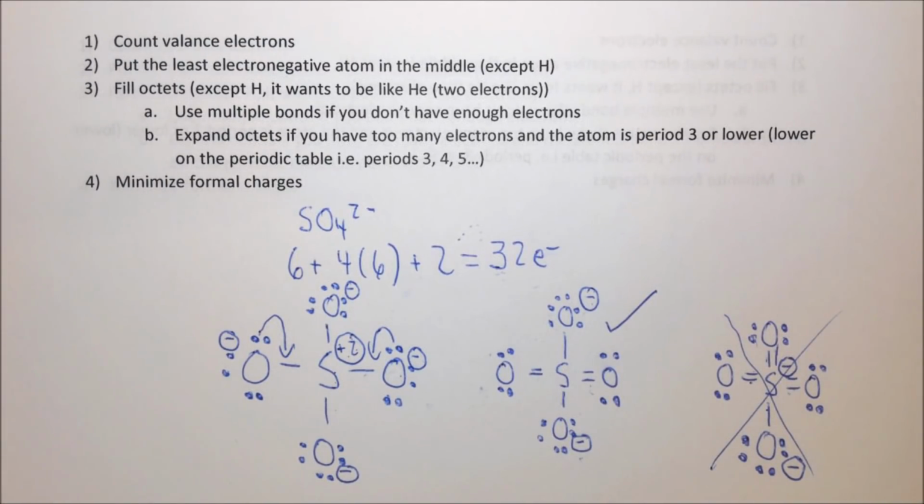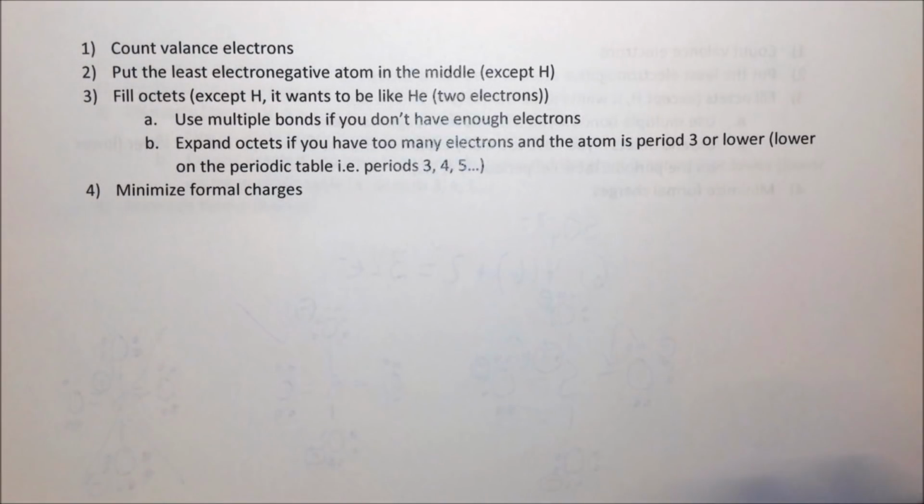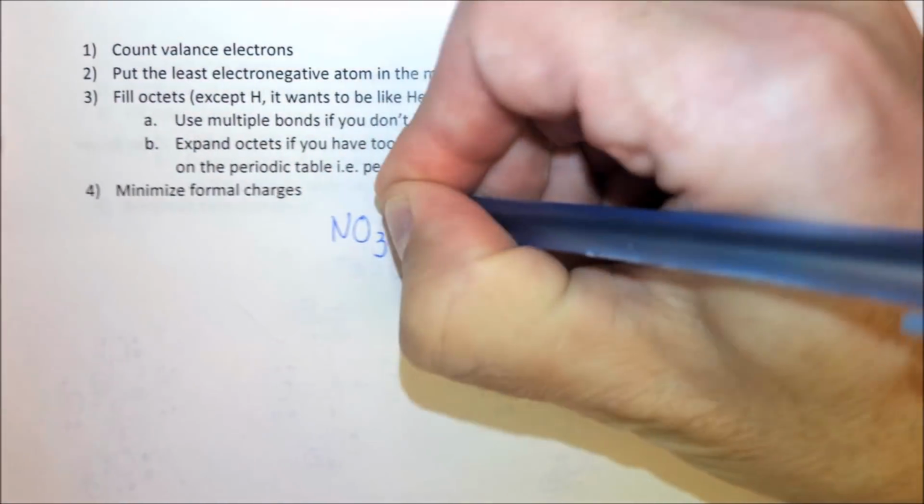In the next video, I'll go over one last ionic compound like this, so we can have another example of how to draw the Lewis structure of a polyatomic ion. In this last example, I want to go over the Lewis structure of NO3-.